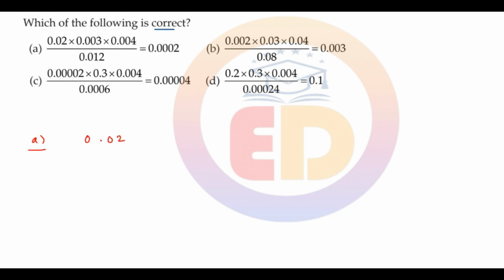0.02 multiplied by 0.003 multiplied by 0.004 upon denominator 0.012.